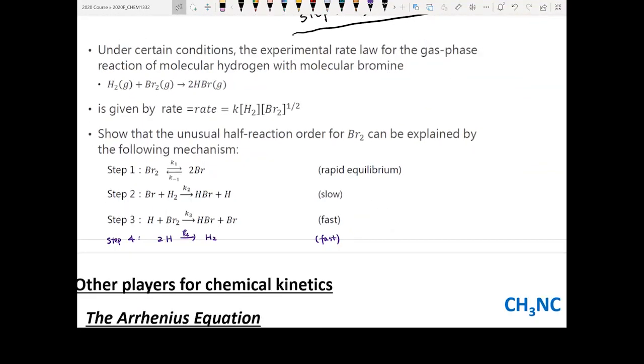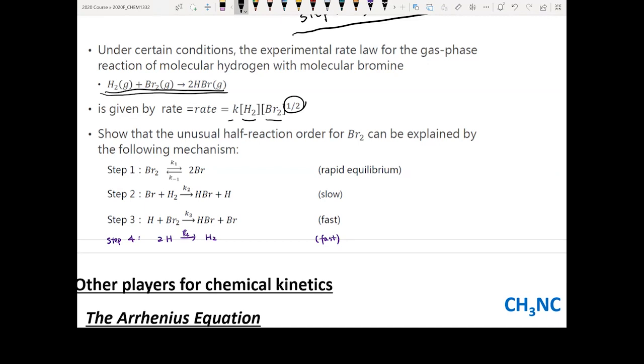So under certain conditions, the experimental rate law for the gas phase reaction of molecular hydrogen with molecular bromine, okay, the reaction is actually like this. Okay, so that's the overall balanced equation, okay? And then they say the rate is going to equal k times [H2] times [Br2] to the 1/2 power.